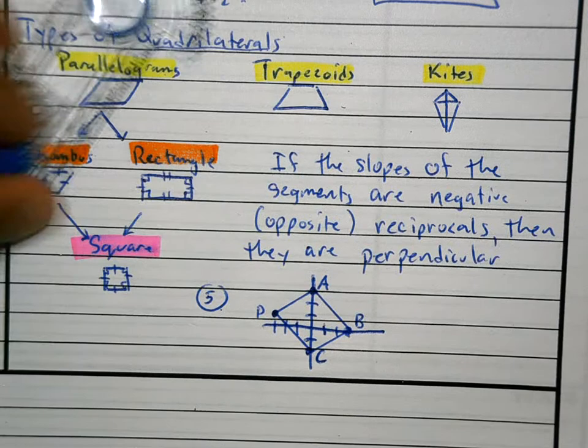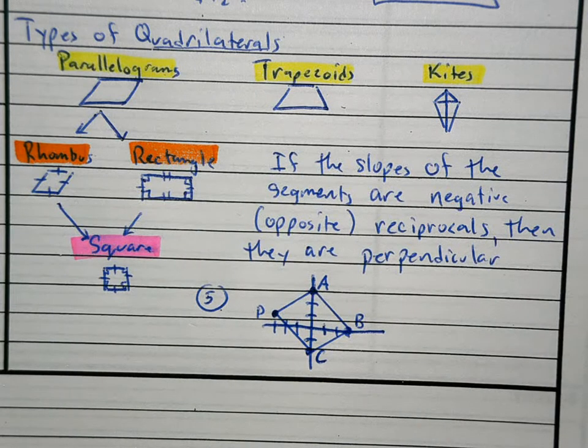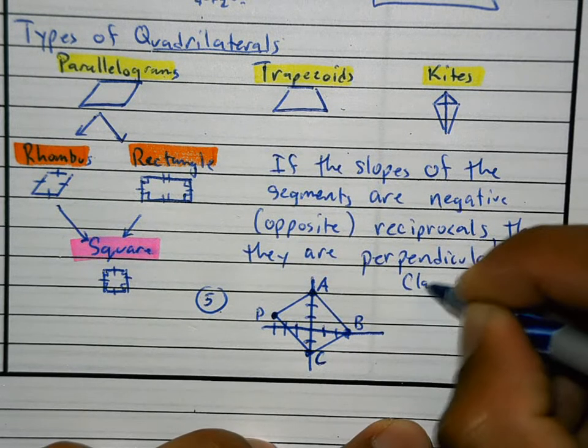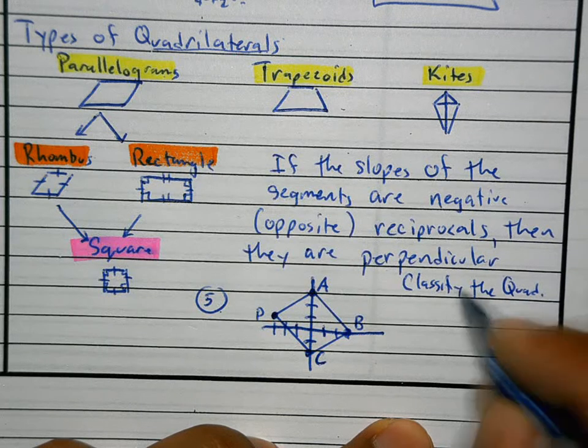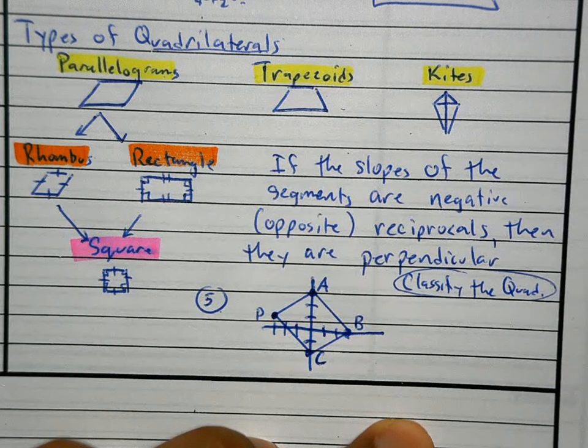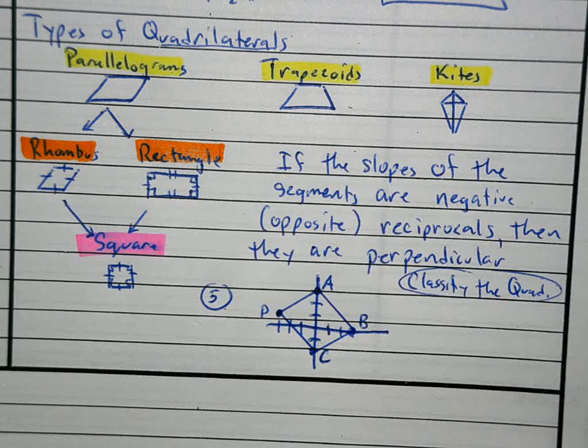It's hard when you're looking at these things. You'll have a little guess in your mind, what shape is this? It's going to say, use the most precise classification of the quadrilateral. So classify the quadrilateral. That's what it's going to say. That's the directions. And we want the most accurate name possible.